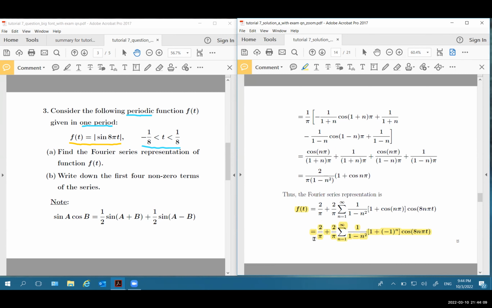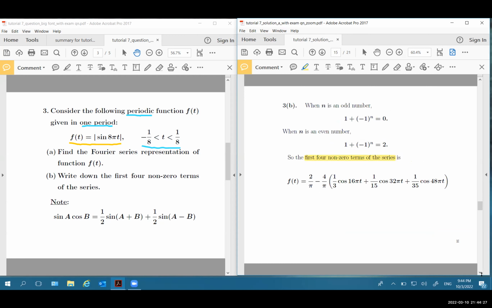Now, first 4 non-zero terms. Here you already got the first term. Your 2 over pi is already the first term. So you just go and substitute n equal to 1, 2, 3, and so on. Just make sure that you don't get a zero term. If you get a zero term, then go to the next value of n. Then you will get the first 4 non-zero terms here. Is it okay? Any questions? All right. So this one looks okay also.